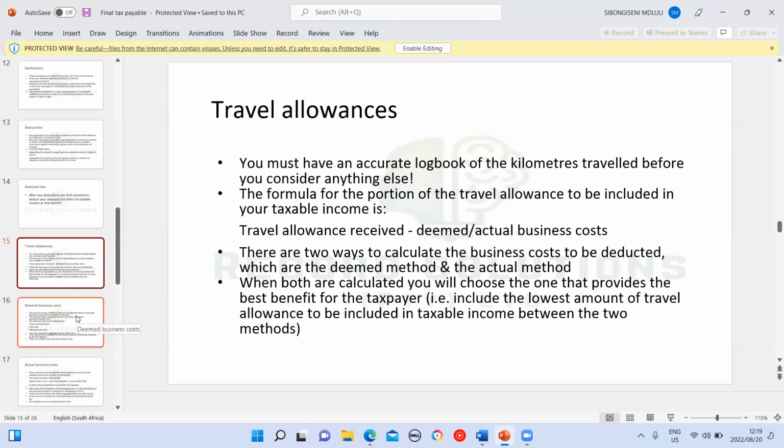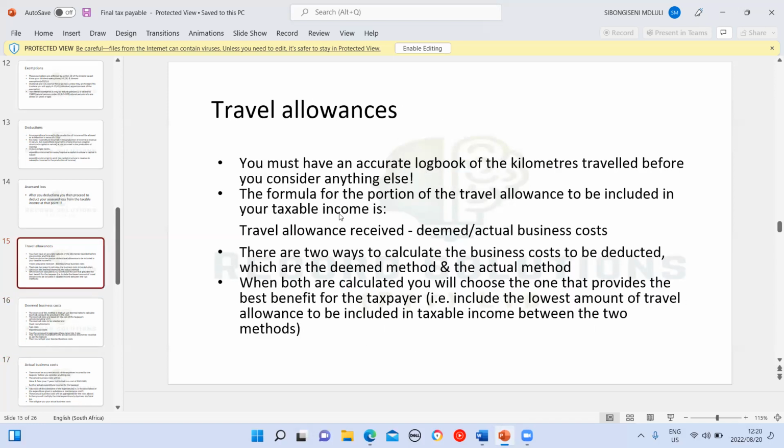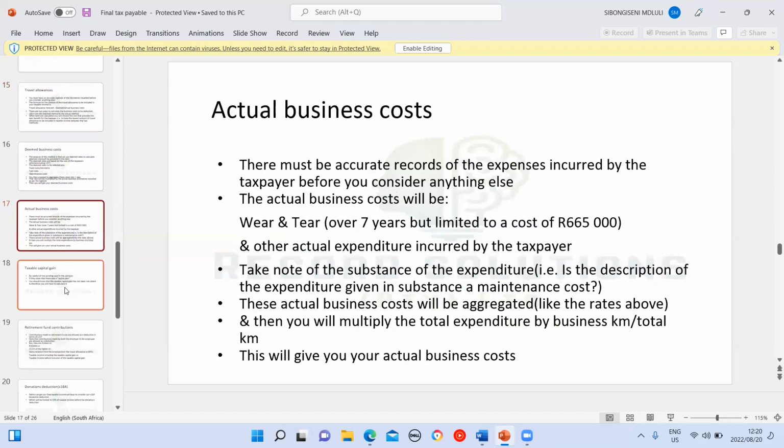And after completing both of these costs, you'll have two portions of travel allowance which you will include, and as a result, you'll choose the one that provides the best benefit for the taxpayer. But don't worry, that will be illustrated when you do the question. So this thing will be illustrated.